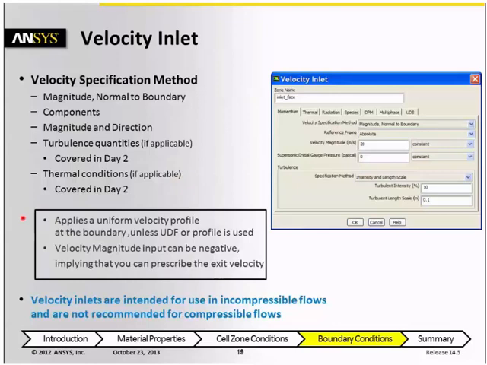Unless you're using a UDF or a profile, whatever values you enter in the panel will be applied uniformly across the entire boundary. You can specify negative values for the velocity magnitude, and this causes the flow to exit the domain, so it's like you're prescribing the exit velocity. Velocity inlets are intended for use in incompressible flows, and their use is not recommended for compressible flows.